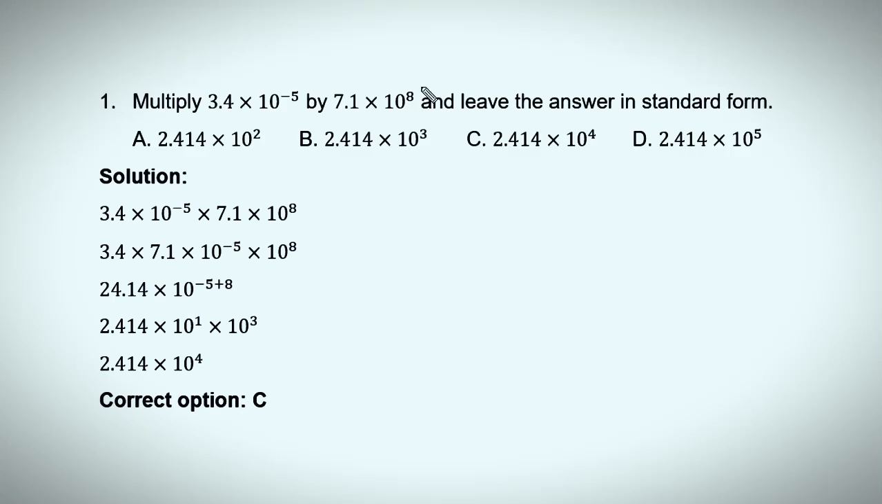Question 1. Multiply 3.4 times 10 to the power of minus 5 by 7.1 times 10 to the power of 8 and leave the answer in standard form. Solution. Here we have the two numbers that we are going to multiply.